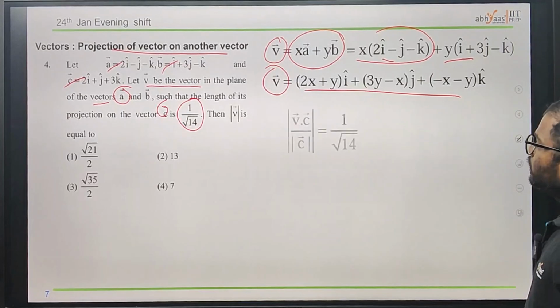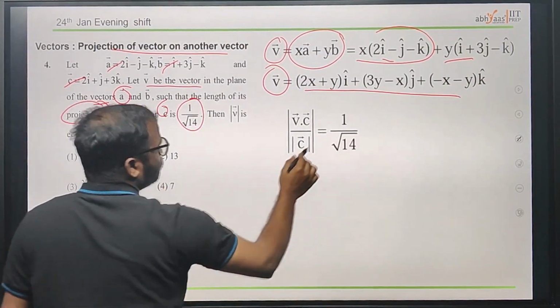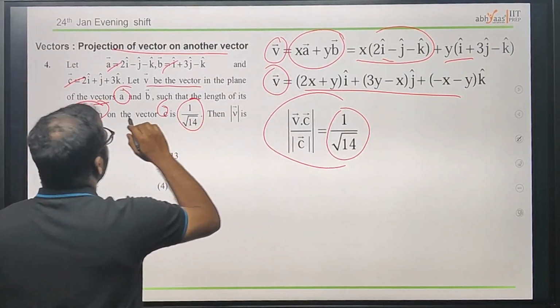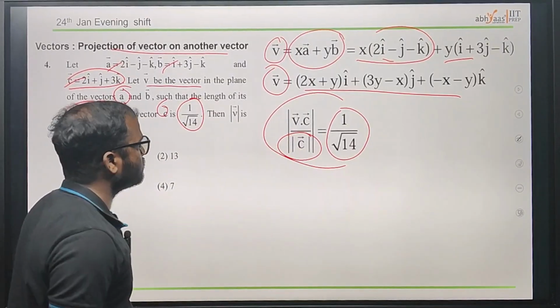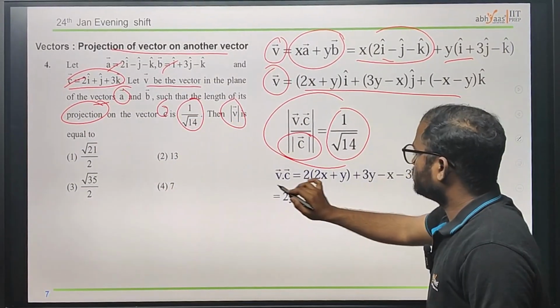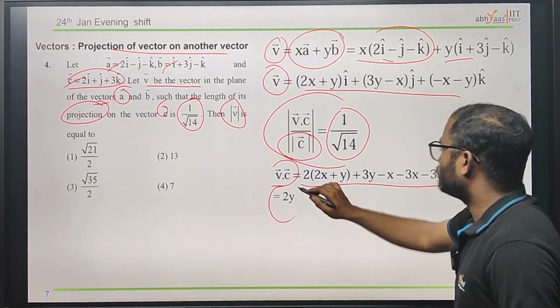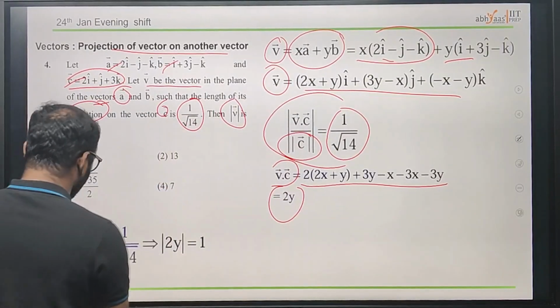Now we use the projection formula. They already gave the value of that, and also v dot c you can make. By using that and taking the magnitude of it, you can easily find this. Taking v dot c on this side, we will get 2y. Next, 2y divided by under root 14.